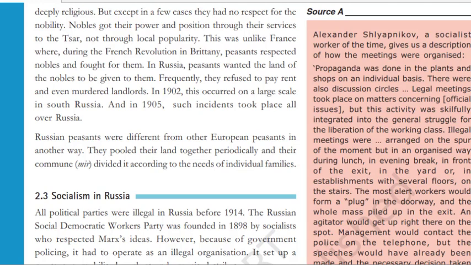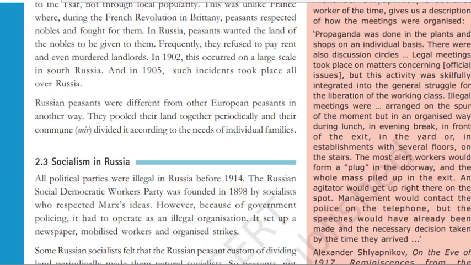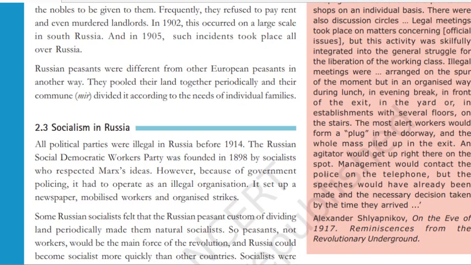Alexander Shlyapnov, a socialist worker of the time, gives us a description of how the meetings were organized. Propaganda was done in the plants and shops on an individual basis. There were also discussion circles, legal meetings took place on matters concerning official issues, but this activity was skillfully integrated into the general struggle for the liberation of the working class. Illegal meetings were arranged on the spur of the moment but in an organized way during lunch, in evening break, in front of the exit, in the yard or in establishments with several floors, on the stairs.